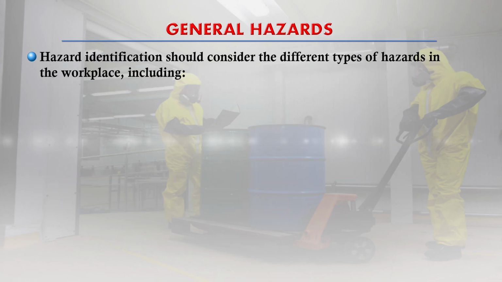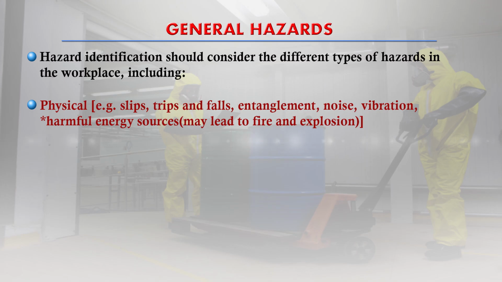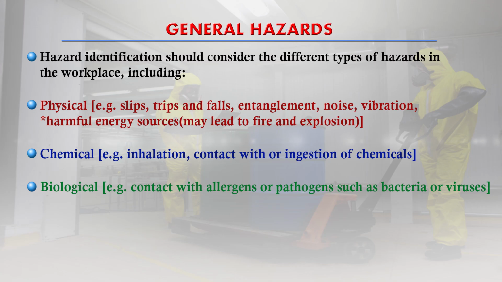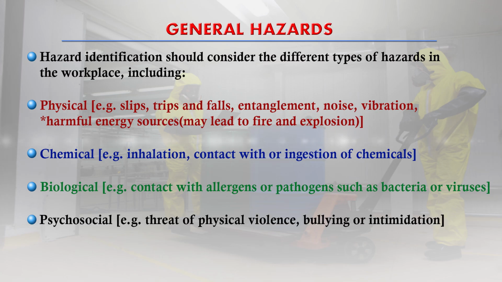Hazard identification should consider the different types of hazards in the workplace, including physical, for example, slip, trip, falls, entanglement, noise, vibration, harmful energy sources which may lead to fire and explosion sometimes. Chemical hazards, for example, inhalation, contact with or ingestion of chemicals. Biological hazards are contact with allergens or pathogens such as bacteria or virus. And psychological hazards are threat of physical violence, bullying or intimidation.